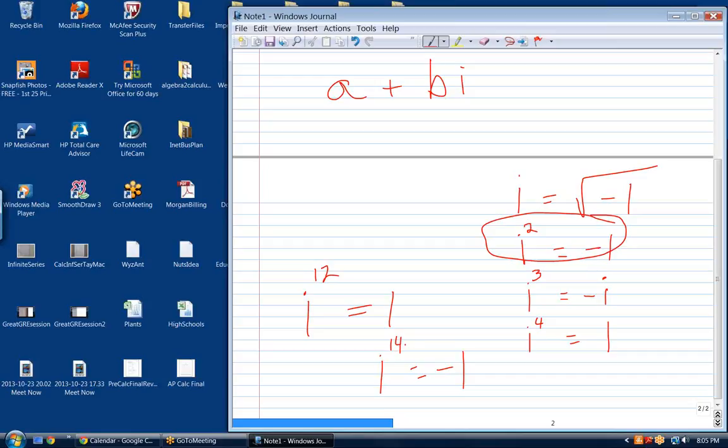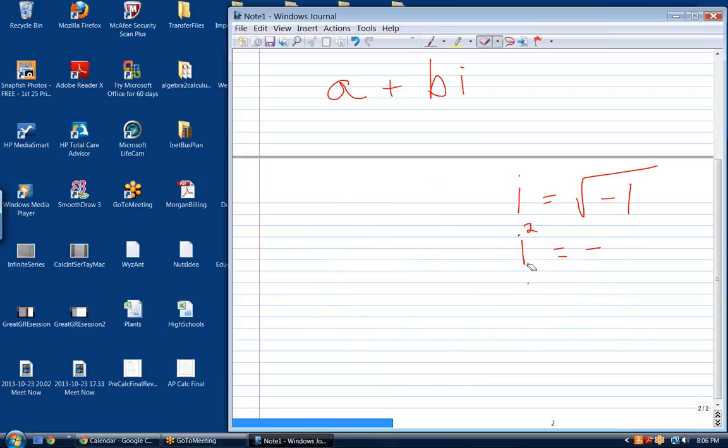So I'm going to subtract the highest multiple of 4 that I can, which makes it i to the 2. Okay? So something you might see on a test would be, what is i to the 501st power? Well, the multiple of 4 there would be 500. So that's the same as i to the 1, or just i.